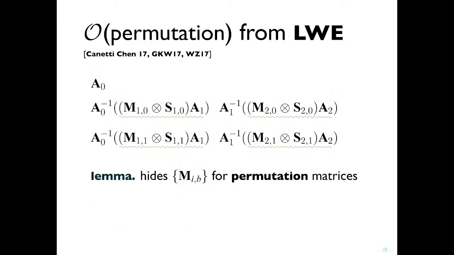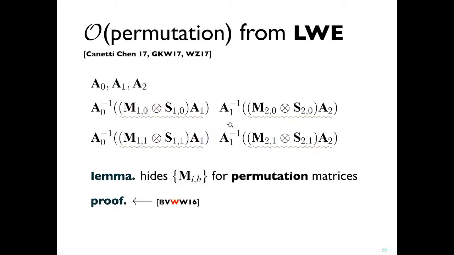All right, I'm going to do the proof for the special case where the program has length 2. The proof scales to numbers larger than 2. What we roughly want to show is that these encodings hide the matrices MIB. In fact, we're going to show that something stronger is true. We're going to show that it hides the MIBs even if you're given the intermediate matrices A1 and A2. So given A0, A1, and A2, all the encodings look pseudo-random.